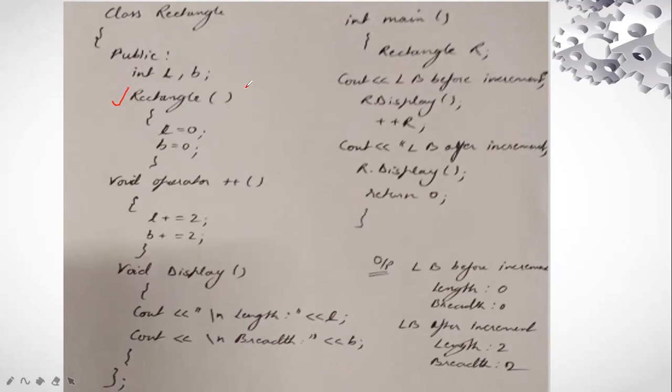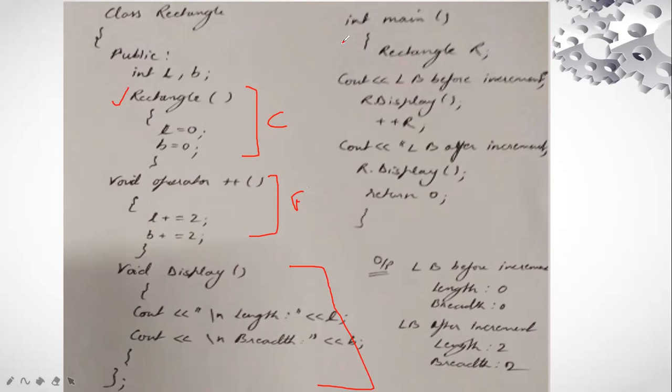So this is the constructor. Now I'm going to define a function that is operator plus plus, right? So void operator plus plus, braces. Here I have defined L plus equal to 20 and B plus equal to 20, right? Closed. Another function, this is for displaying of the details, that is void display. It is going to print the length is this and breadth is this.